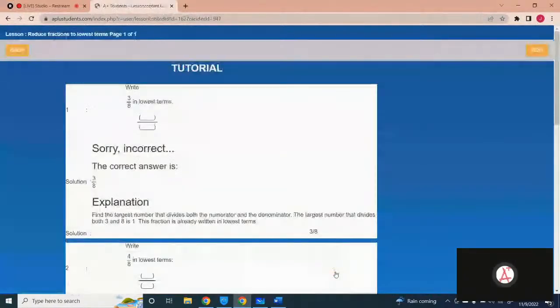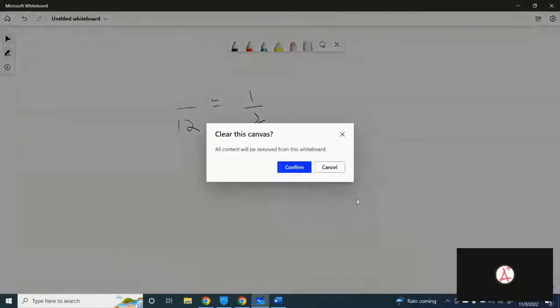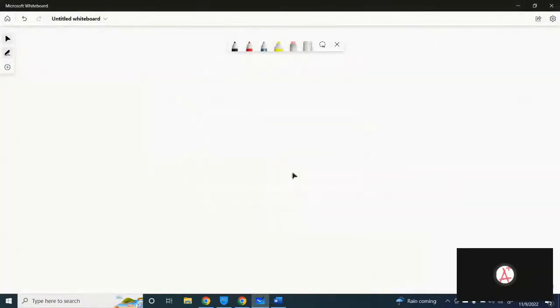Okay, the next topic is reduce fractions to lowest terms. When you're not writing any question, how do I know you have any problem? So if you have any problem, just write the questions. I'm here to explain all the questions. Got it? Reduce fractions to lowest terms.